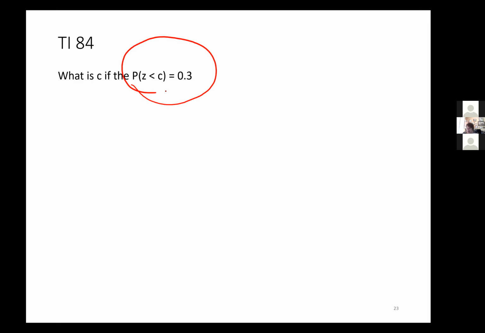And probability is area under the curve. That's how you find the probability. So when we were just now in our calculator finding the probability that z is between -2 and 2, we found the area underneath that curve from -2 to +2. That's what we did. So now they're telling me the area under the curve is 0.3. What is the z-score?